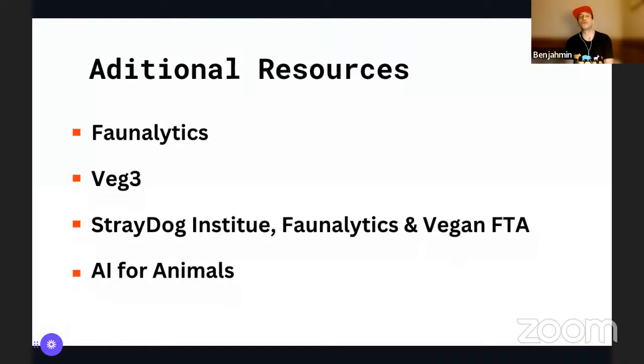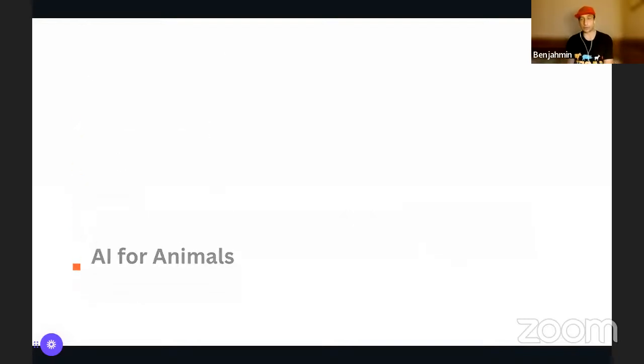Okay, some additional resources. I mentioned Faunalytics. They have a very well laid out responsible use policy that might be more important for actual animal rights organizations than individuals, but it's a great reference, and they've written it to be used as a template. So you can just go and copy and paste some of their AI responsible use policies. They also offer, and I'm going to go to their website next, so I can talk a little more about them. Then Veg3, which is actually a vegan ChatGPT. I'm going to go into that real quick. And then Stray Dog Institute, Faunalytics again, Vegan for the Animals, and also AI for the Animals. So let me cover a little bit of these.